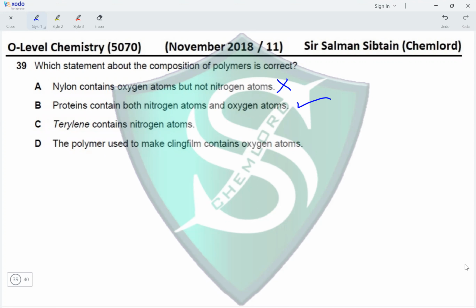Polyester contains nitrogen atoms. No, polyester is a polyester, so the ester bond is C double bond O, single bond O. No nitrogen atom is present. The polymer used to make cling film contains oxygen atoms. Cling film is basically polyethylene, and polyethylene is made from ethene.